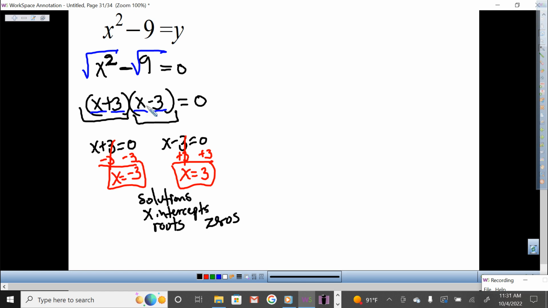So let's see the process. What is the first thing we did? Change it to y, yes. From there, we factored this, and it became 2 factors because it was a difference of squares. And then from there, we set each factor equal to 0, and we solve, and those are our solutions. Okay? See how you do with one of these by yourself.